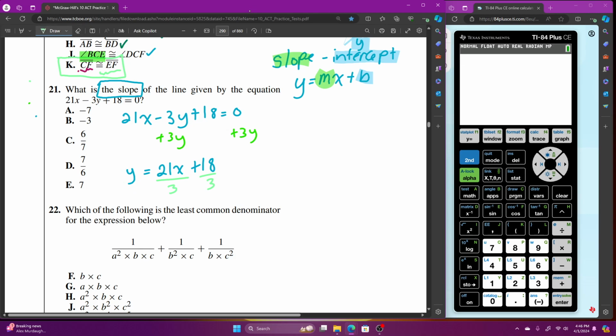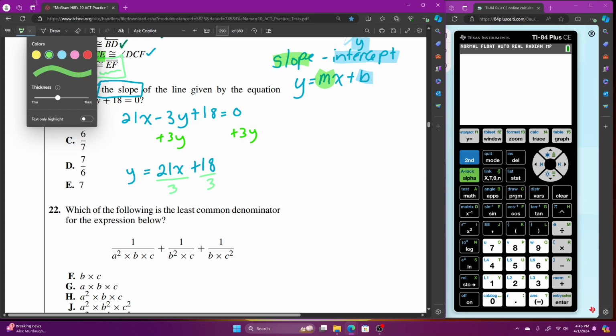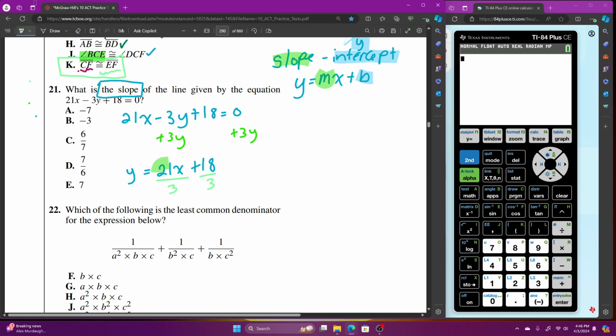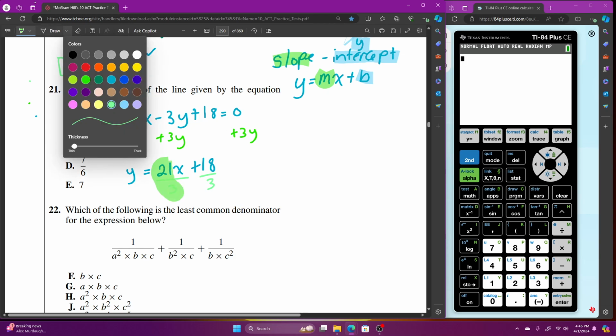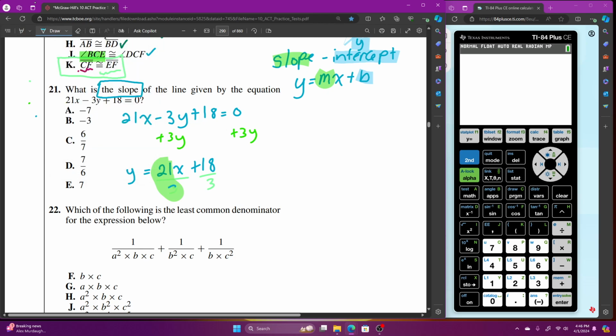And now we can see it. Y equals 21x over 3 plus 18 over 3. And I can come right here and say that my slope is what's with the x, 21 over 3. Oops, let me put that 3 back in. Got a little mixed up. And what is 21 divided by 3? Because every fraction is division. So 21 over 3 means 21 divided by 3 is 7.